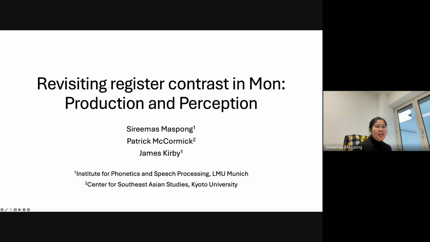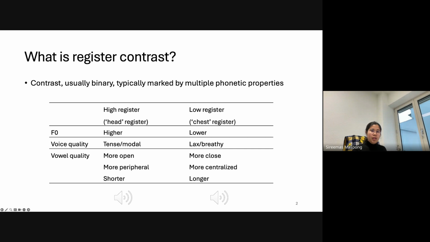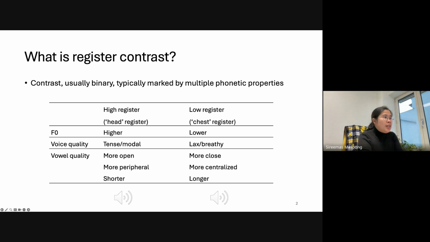Let me start. Our talk is about revisiting register contrast in Mon and its production and perception study. So first of all, what is register contrast? Register contrast is a contrast, usually binary, typically marked by multiple phonetic properties. And by saying it is usually binary, the names of the two registers are usually high register and low register, or sometimes head register and chest register.